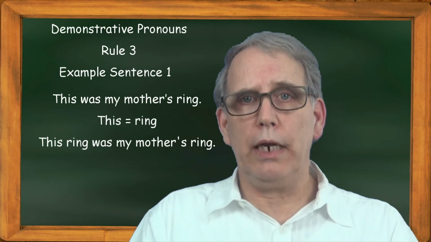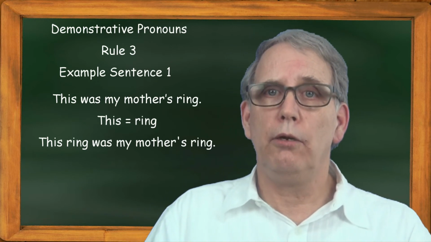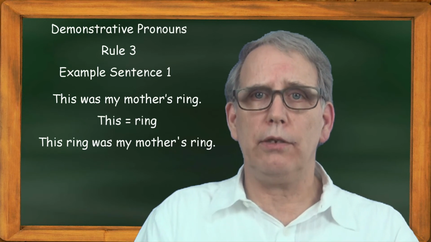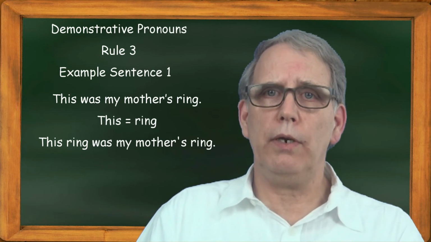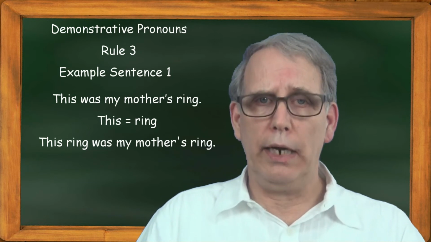Okay, the first example, this was my mother's ring. This replaces ring because we could say this ring was my mother's ring, but we don't need ring twice in the sentence, so this was my mother's ring. We can understand from the context that this equals ring.